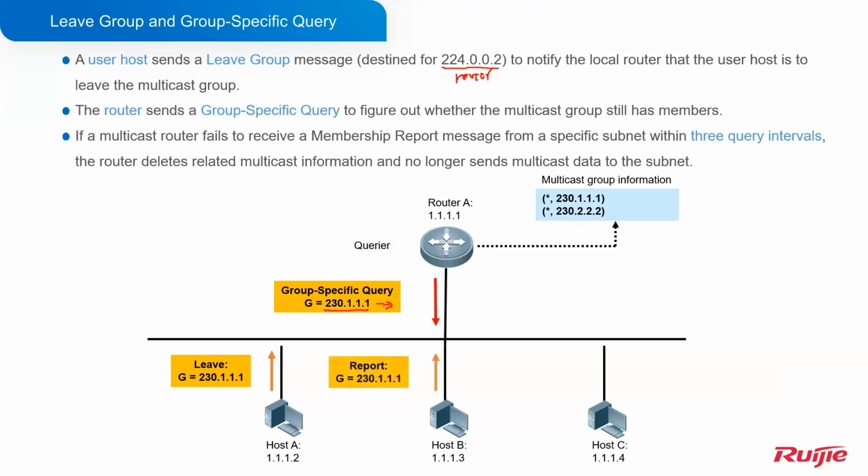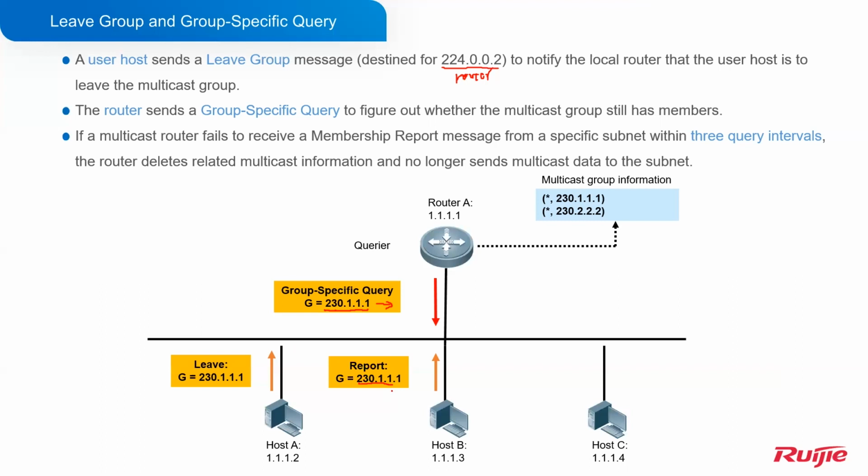But if there are still other receivers, for example, if a multicast router fails to receive a membership report in 3 query intervals, it will log the traffic of this group. But in this case, since host B still needs the packets from this group, host B will send another report saying, yes, I'm a receiver of this group.